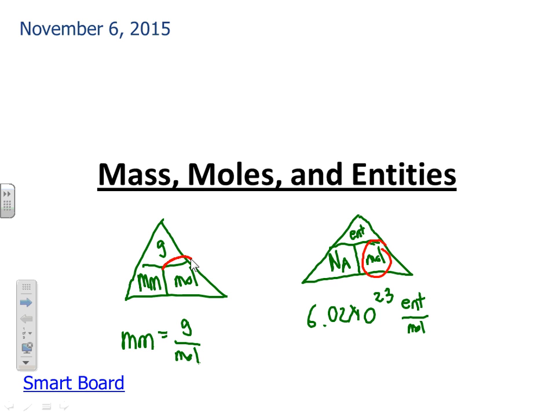Entities per mole. So notice how both of these equations have moles in them. And what we're going to do today is use these equations as pairs, sometimes finding moles in one and putting it into the other. So sometimes we want to have a question starting with grams, and in the end we want to get to entities. How many entities is that? How many molecules are in so many grams? So we're going to need both of these triangles in order to solve those problems, all right?